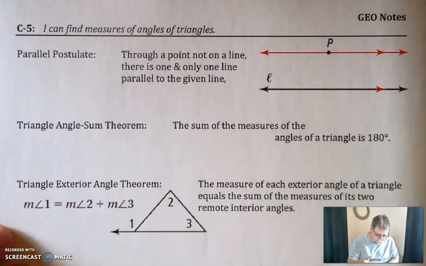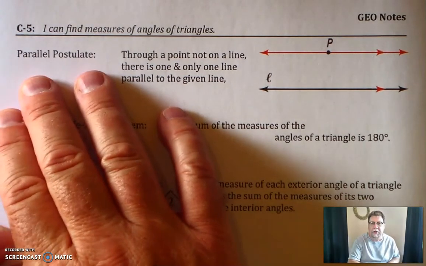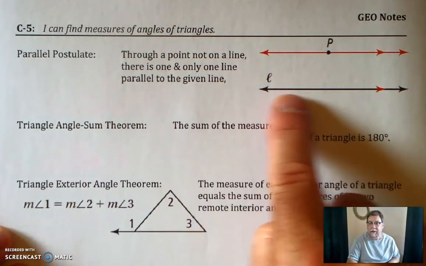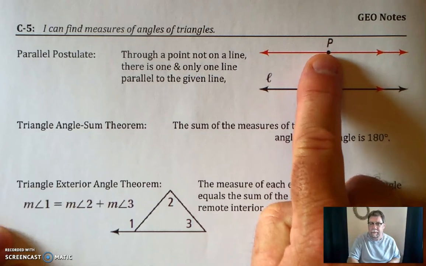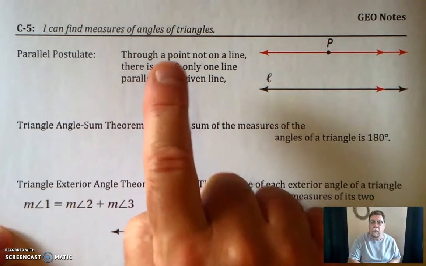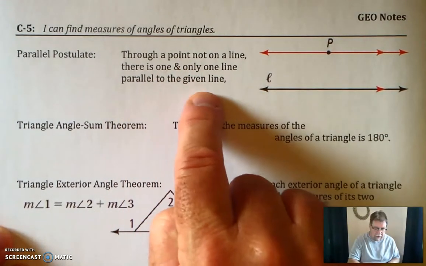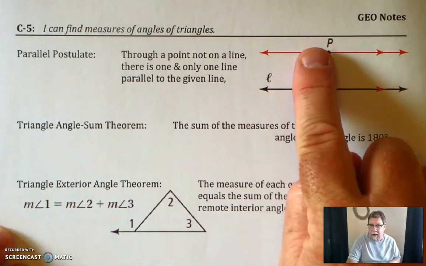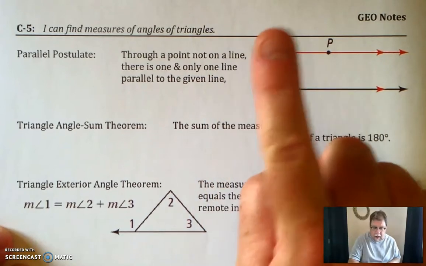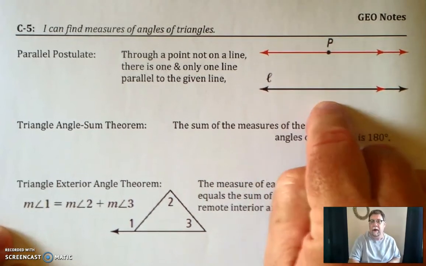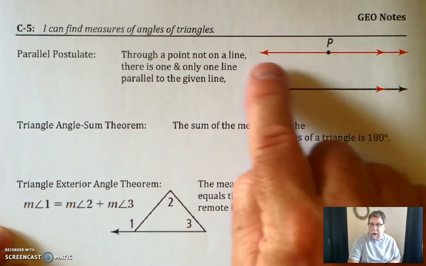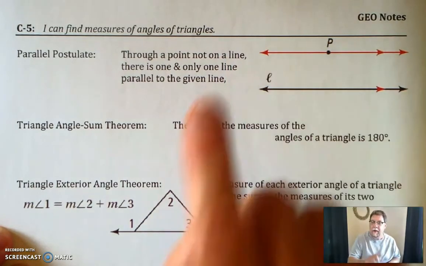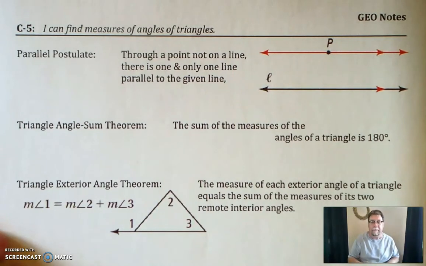So I've got a postulate and a couple of theorems. First of all, the parallel postulate basically says through a point not on a line, so in other words, here's a line L, here's a point not on the line P, there is one and only one line parallel to the given line. So in other words, it's saying if this line is here and P is not on the line, we can draw only one line through P that is parallel to L. I mean, we can draw an infinite number of lines through P. We can draw them this way, that way, the other way, but they're not parallel. Only one line would be.